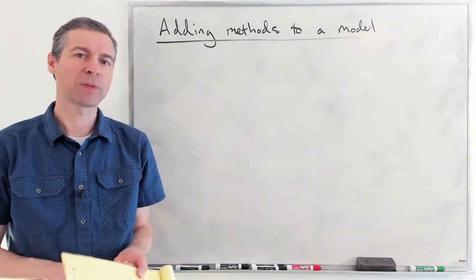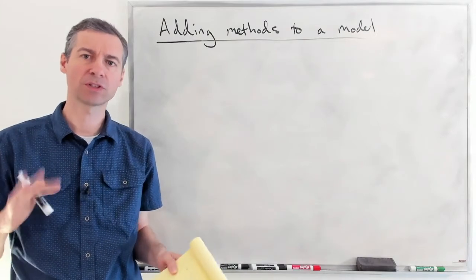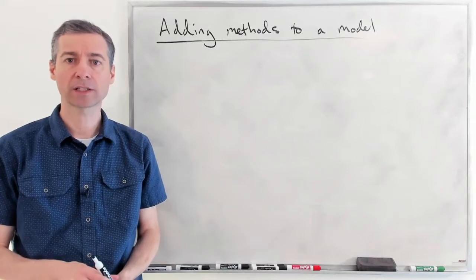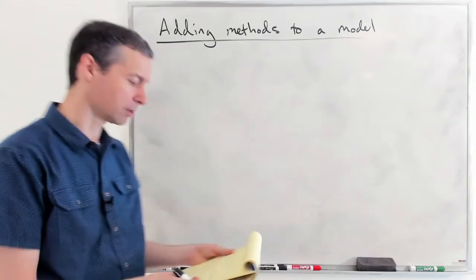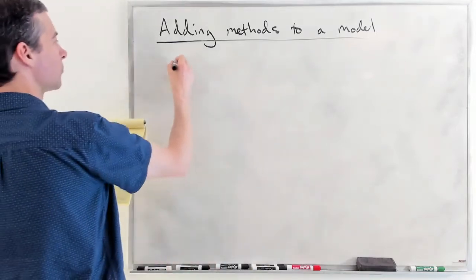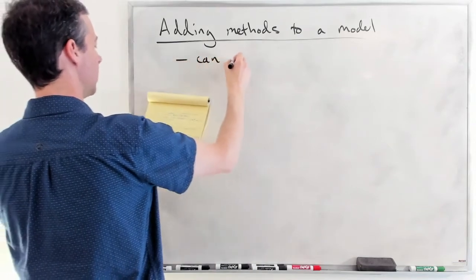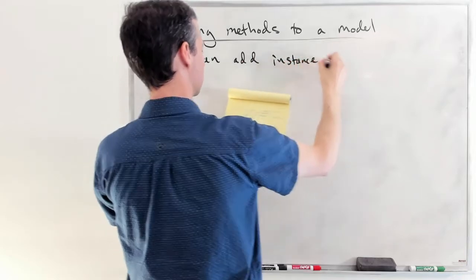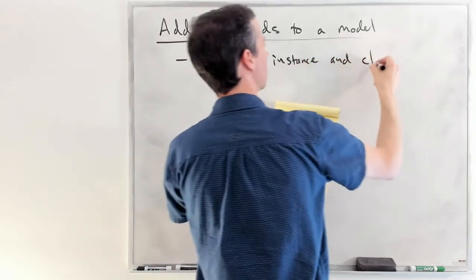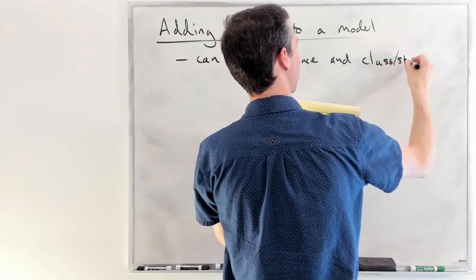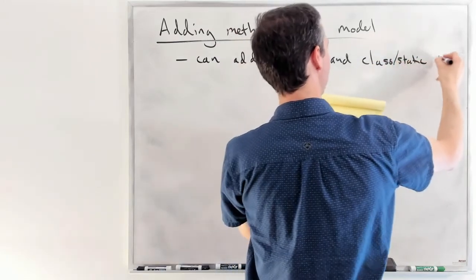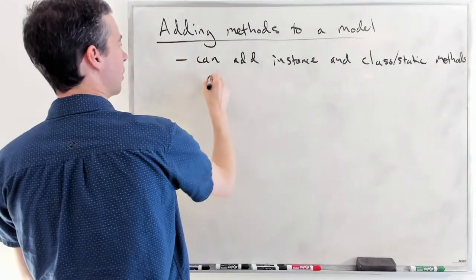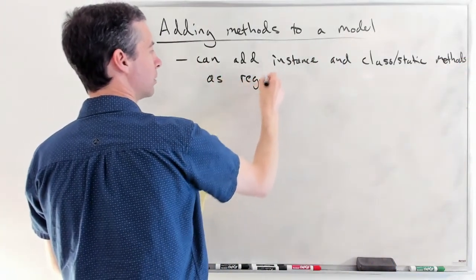Hello. One of the places students get confused is this notion and idea of adding methods to their Active Record models. So let's take a look at this quickly. Just to note that absolutely, again, you can add instance and class or static, depending upon how you want to call them, methods, as you can with regular classes.